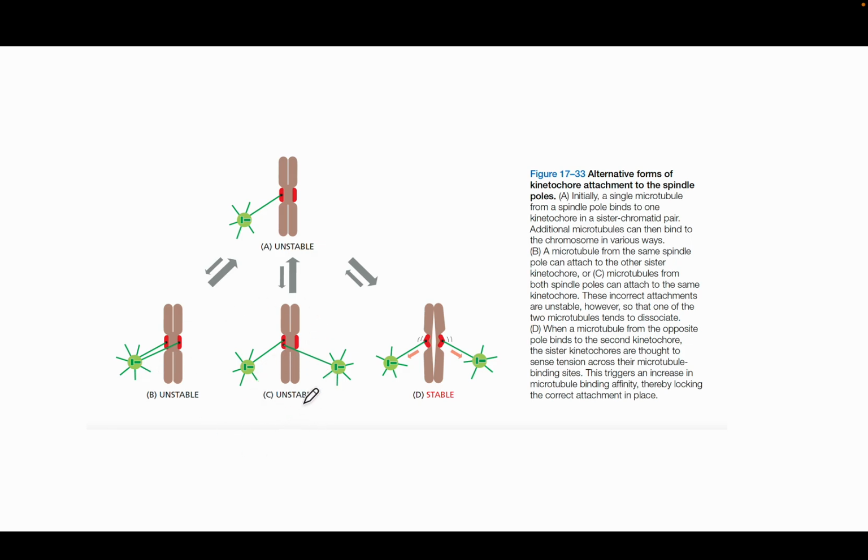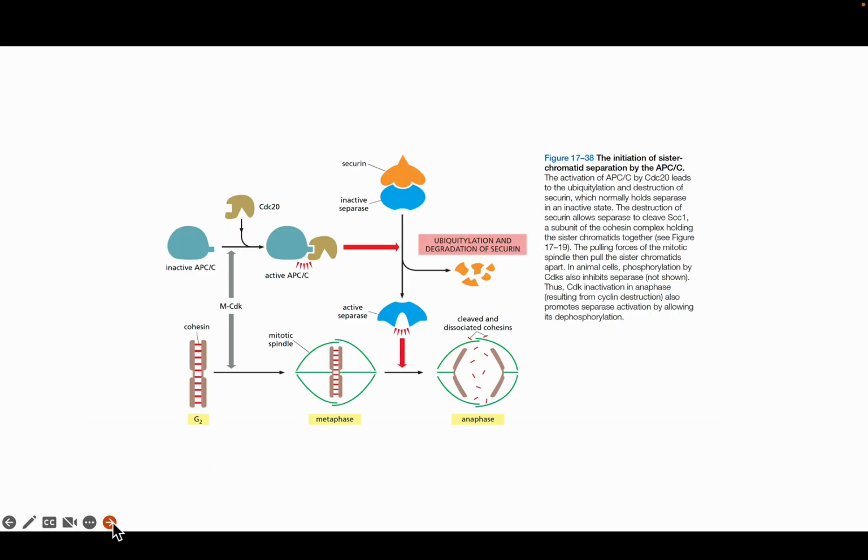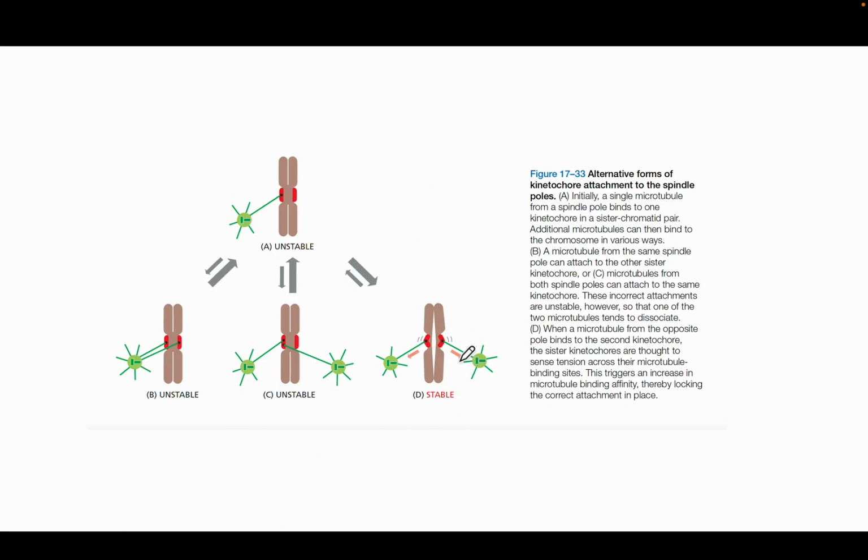Another thing that can happen is that microtubules from both spindle poles attach to the same kinetochore. This is also tremendously unstable. The third option is that microtubules from the two poles attach to the two different kinetochores, which creates a very stable tensile force. So this is what happens during metaphase to anaphase. This is all about that.